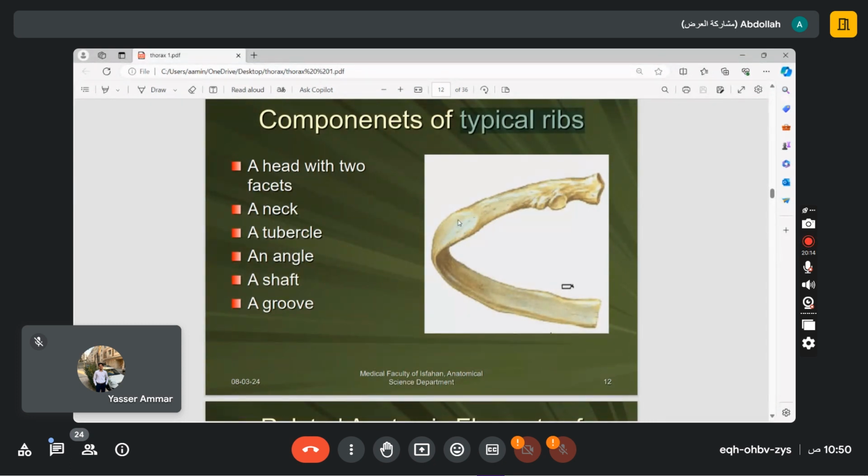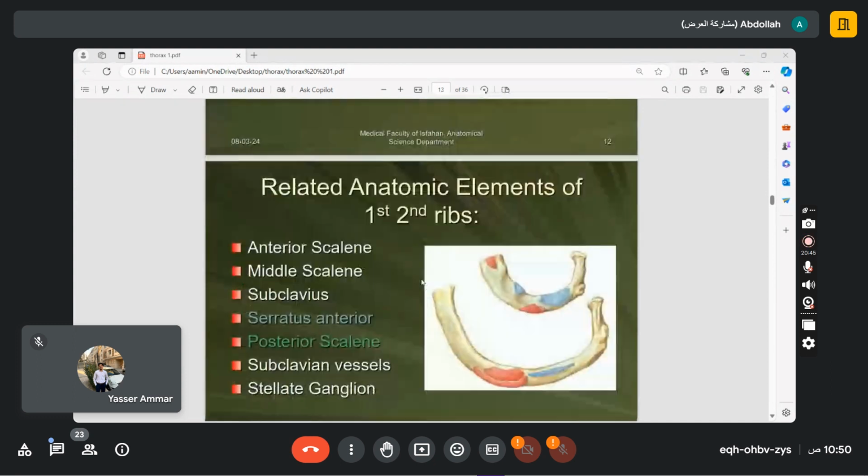And after the angle, we have a shaft. Shaft is body. And a groove. Groove is here. This is a groove. The name of the groove is subcostal groove. Costal or ribs is the same word. The subcostal groove or sulcus. Sulcus or groove is the same thing.